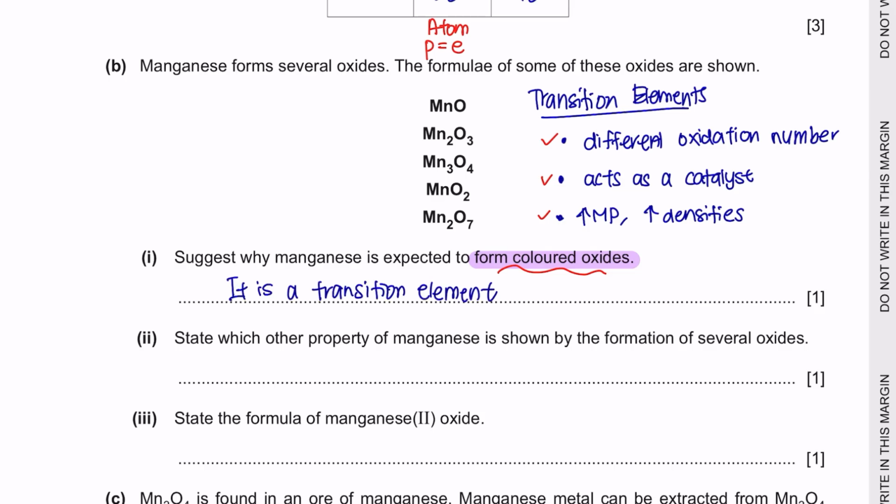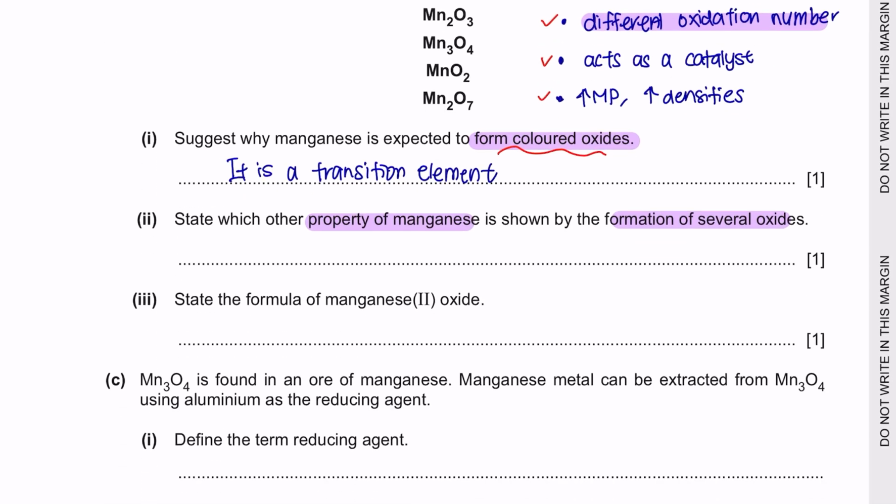State which are the property of manganese is shown by the formation of several oxides. That property would be manganese having different oxidation number.